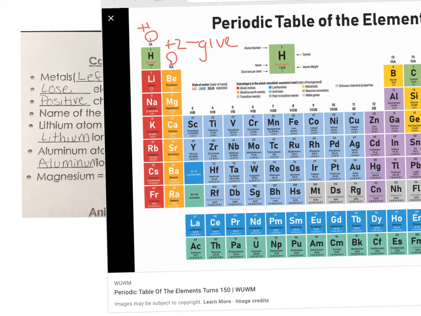It's easier to give those electrons up to somebody else to complete the outer shell, which I'll show you in a second, versus taking an additional 6 to fill out the outer shell of 8. Or in the case of hydrogen, it's really just 1 in its outer shell.